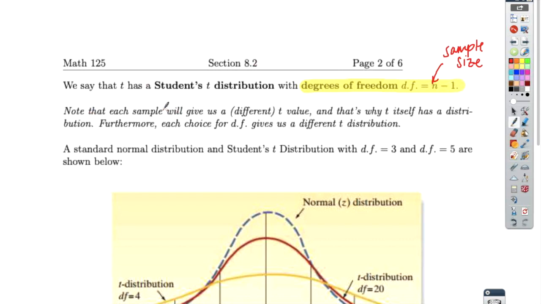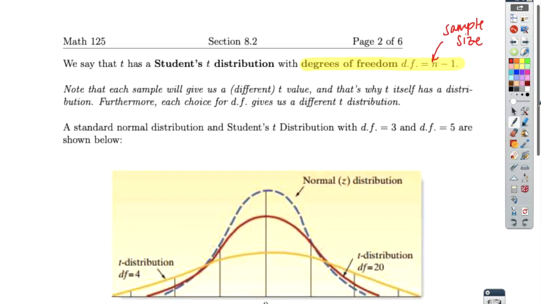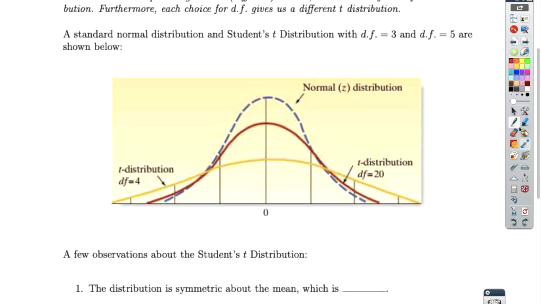Note that each sample size will give a different t value, and that's why t itself has a distribution, which is a little bit interesting. Again, this does not happen for z. So here's something to look at just before we get into doing some problems. This is black and white in your note packet, but let me clarify. The blue distribution here is the z distribution, the standard normal. This is the distribution that we have been using, and this is where our z table comes from.